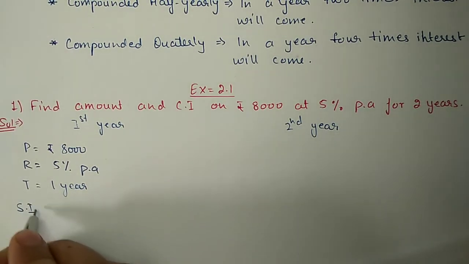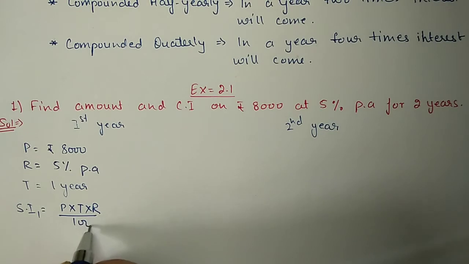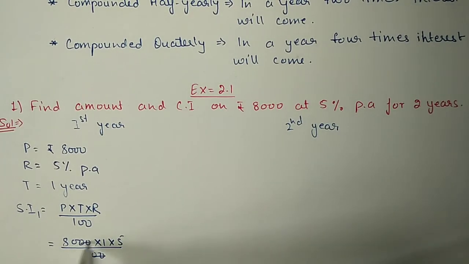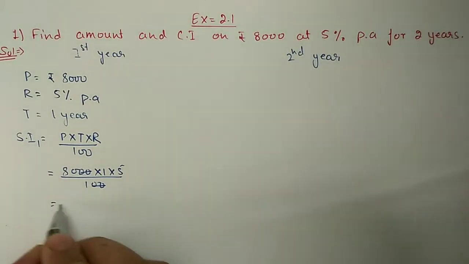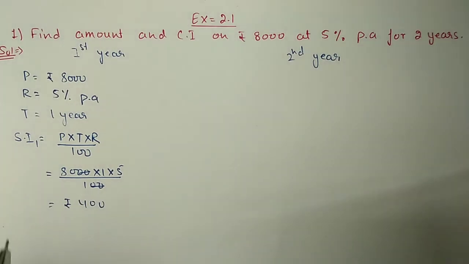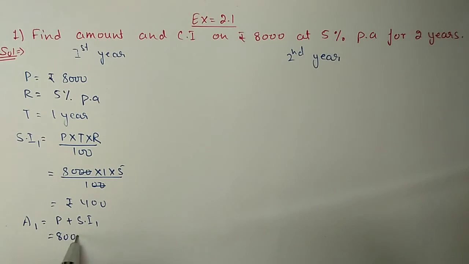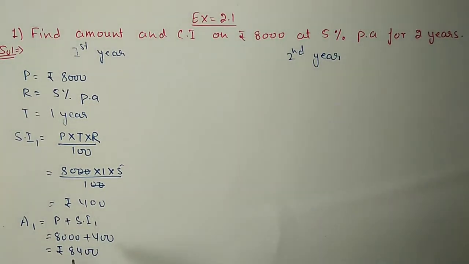Now simple interest for the first year is equal to P into T into R by 100, which is 8,000 multiplied by 1 into 5 divided by 100. So 2 zeros we can cancel here. So simple interest for the first year is equal to 400 rupees. So the amount by the end of the first year will be principal money plus simple interest for the first year, meaning 8,000 plus 400, which is equal to 8,400.